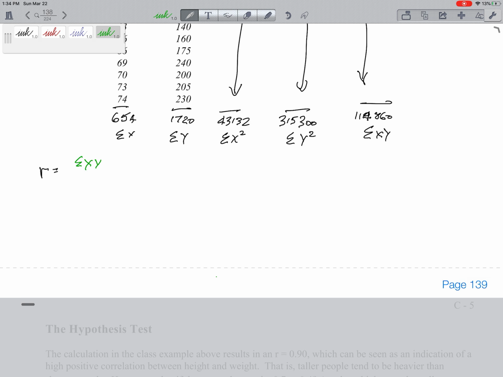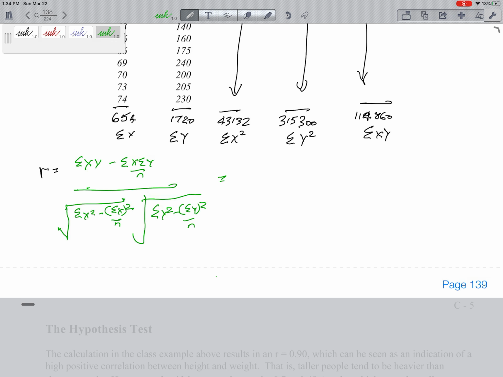It's the sum of the xy's minus the sum of the x's times the sum of the y's over n, and then divided by standard deviations, or a variation of them anyways. So the sum of the x squares minus the square of the sum of x's over n, and then the same for the y's. So the sum of the y squares minus the square of the sum of y over n.